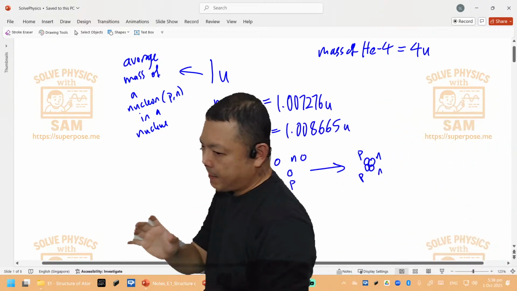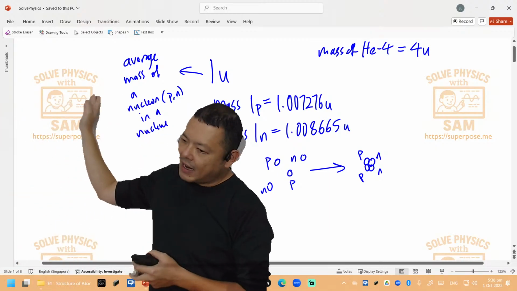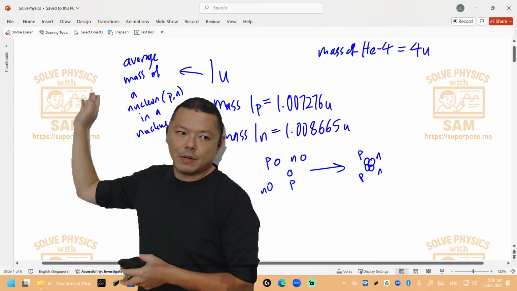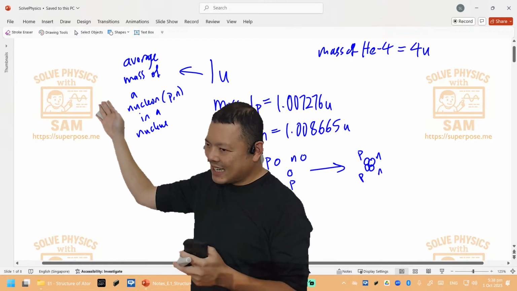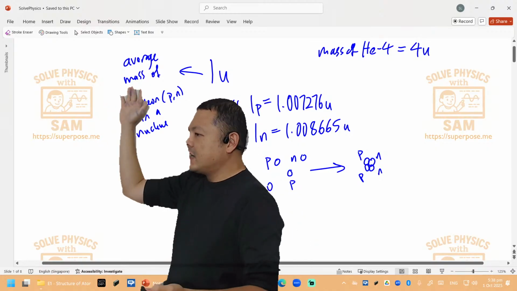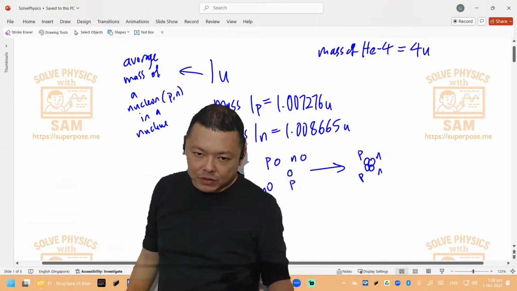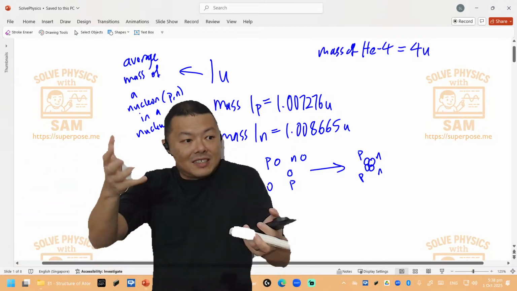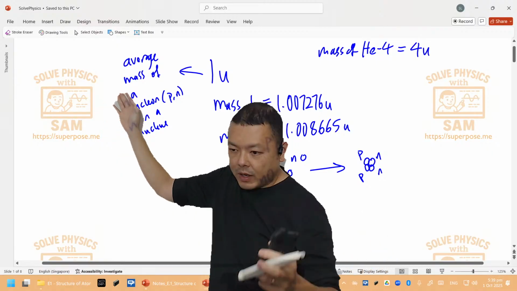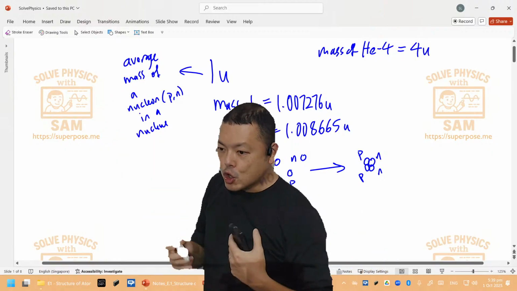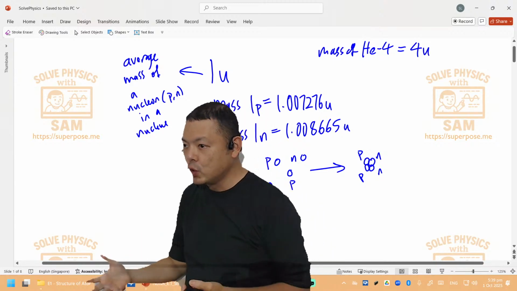So unified atomic mass is just the average mass, but you cannot write that down in an exam. In the exam, you cannot say that it's the average mass of a nucleon in the nucleus, although it really just means that. The proper definition is 1/12 of a carbon-12 atom. But they will never ask you that anyway. You just need to remember that you use U when you're dealing with a nucleus.